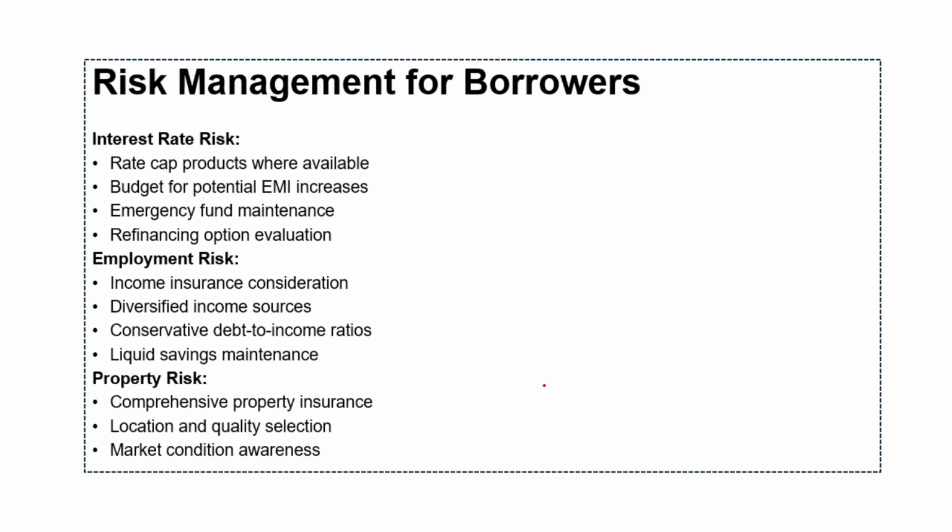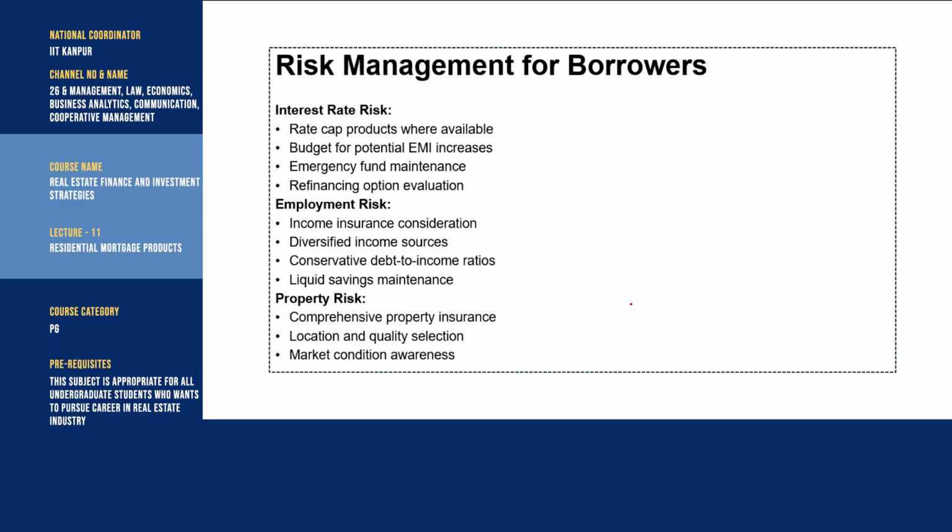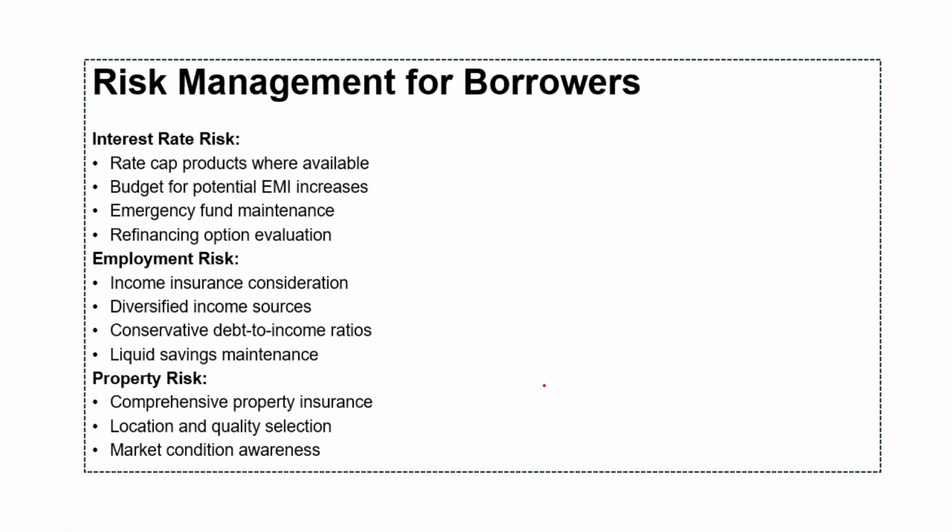Then employment risk, income insurance consideration should be there. Diversified income sources, if they are there, it is better. Conservative debt to income ratios should also be kept in mind, so that your debt is within a limit. And liquid saving maintenance, so you have proper savings so that you can get through difficult times.